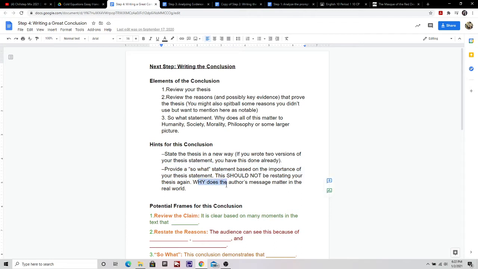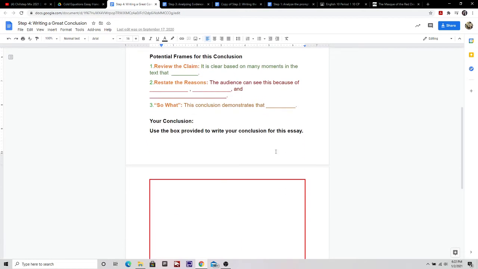Why does the author's message matter in the real world, all right? So this is really going to ask you to think about this as if this happened to you or something. Like, why would this matter, right? Or what does it teach us? What's the moral of the story, essentially? What should we walk away believing? All of those are good ways to think about that part, all right? So there are some potential frames for the conclusion.